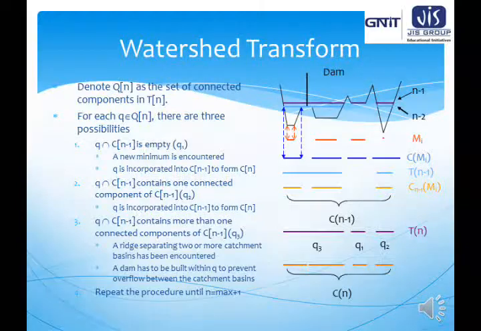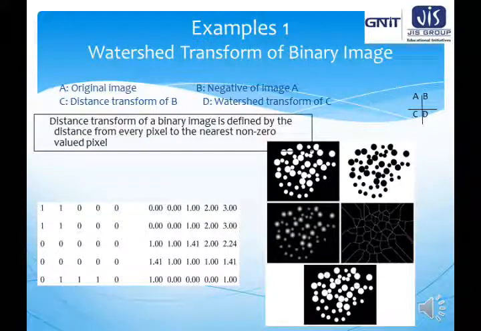This is the final one. So this is an example by which we can see images A, B, C, D. Image A is the original image. Image B is the negative of image A. Image C is the distance transform of image B, and the fourth image is the corresponding watershed transform of image C. The distance transform of a binary image is defined by the distance from every pixel to the nearest non-zero valued pixel. So this is the first example by which the watershed transformation of a binary image can be seen very clearly.